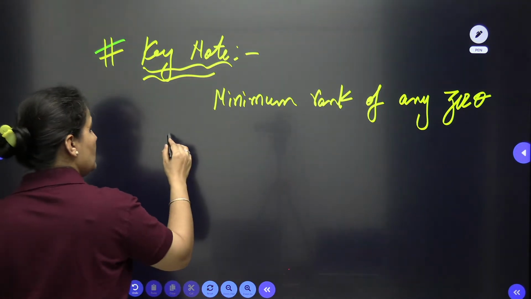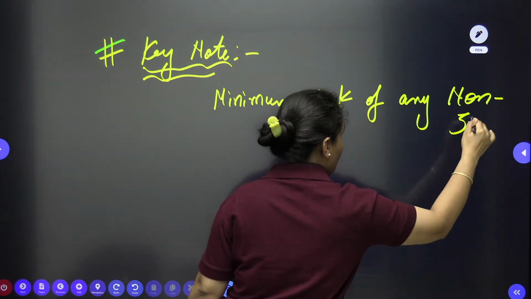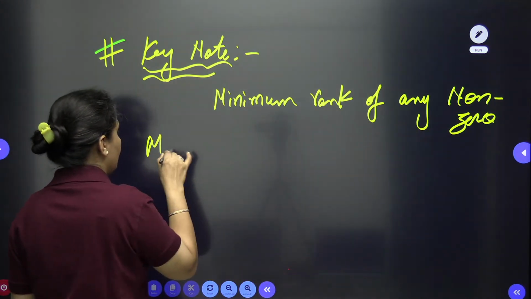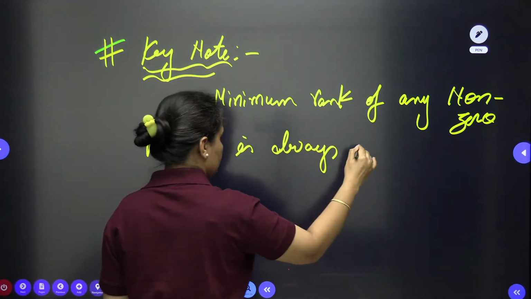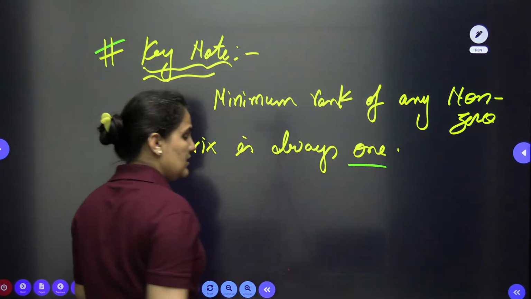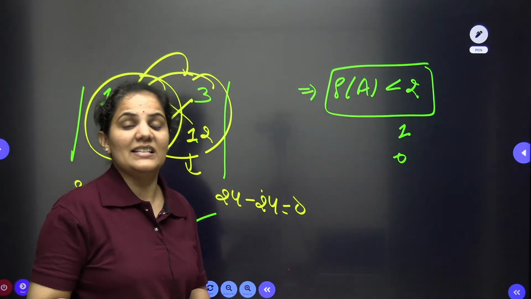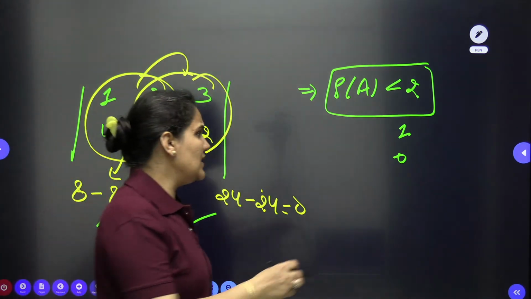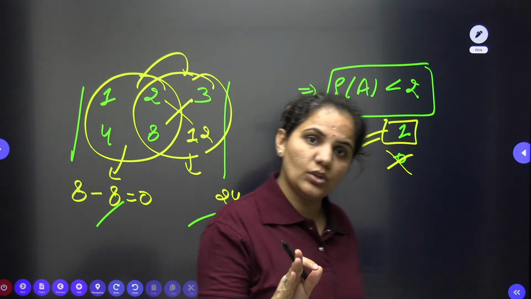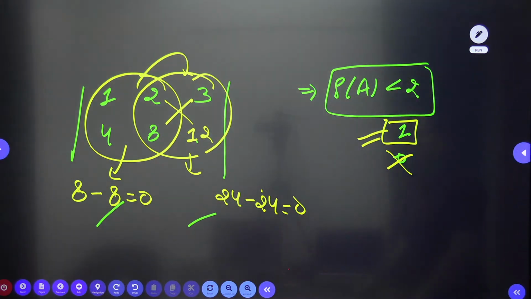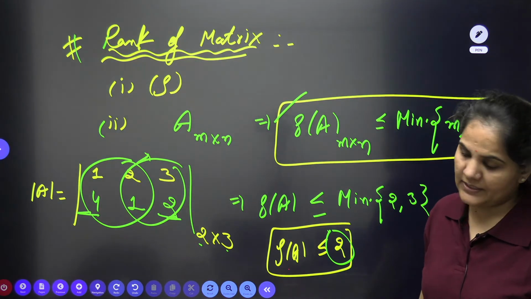So the minimum rank of any non-zero matrix is always 1. Clear? So you need to be careful. When we are saying the rank of A is less than 2, then 0 will not be possible here, only 1 will be possible. If it is not 2, then it will be 1 for sure. Clear? So in this way we can find the rank of any basic matrix.